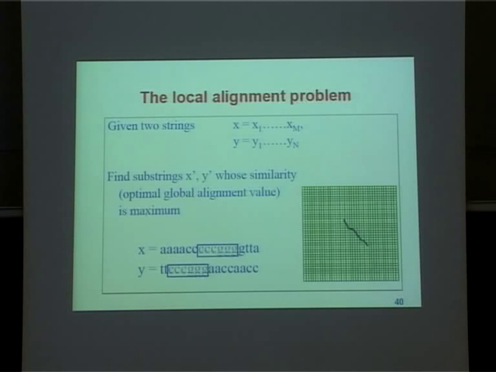The global alignment tries to globally align the whole strings. All of them are matched up, 1 to M and 1 to N. Now we are interested in substrings X prime and Y prime in these sequences, and we are trying to find such substrings whose alignment score is maximum. How do we find such subsequences, and how do we find this score?